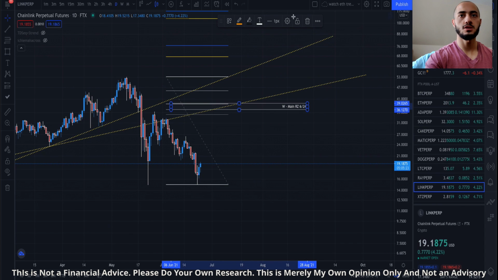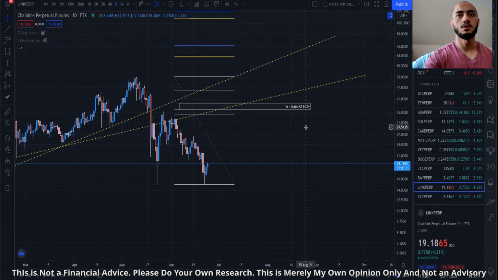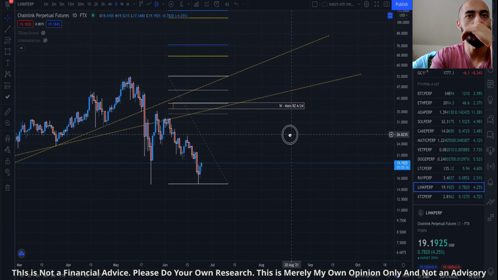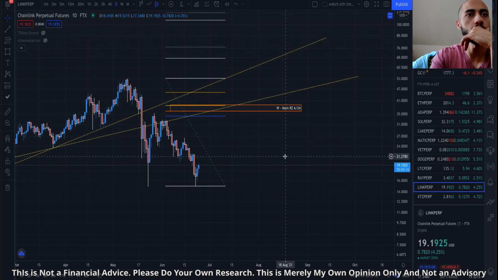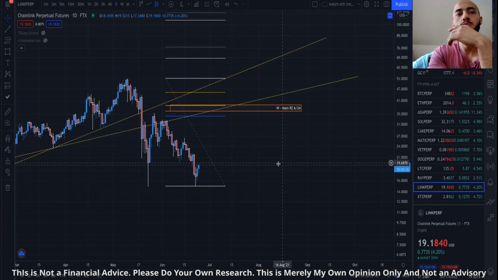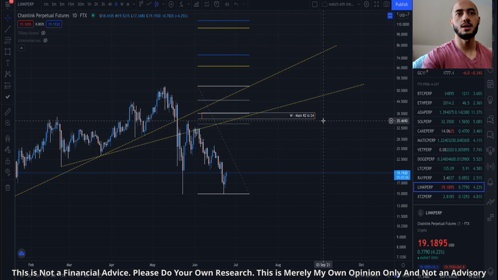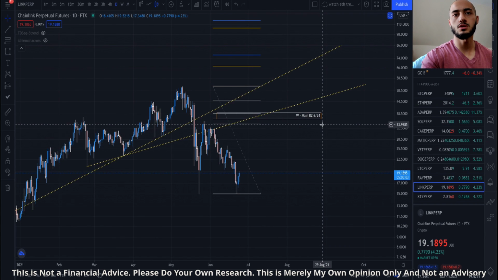All right, I'm going to put the date for today. So next day or in a couple of hours, I know if this is an old box or a new box. Helps me keep track of my boxes and my resistance and support zones.